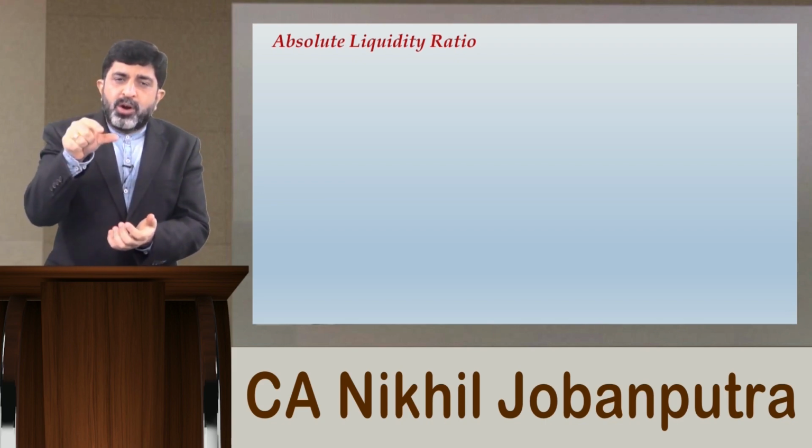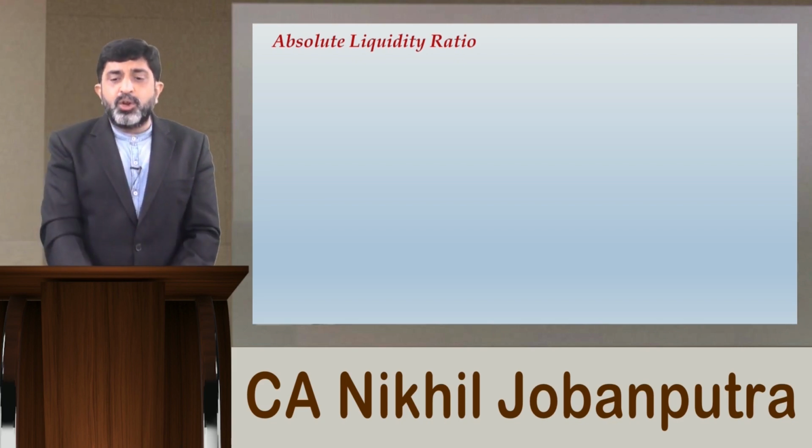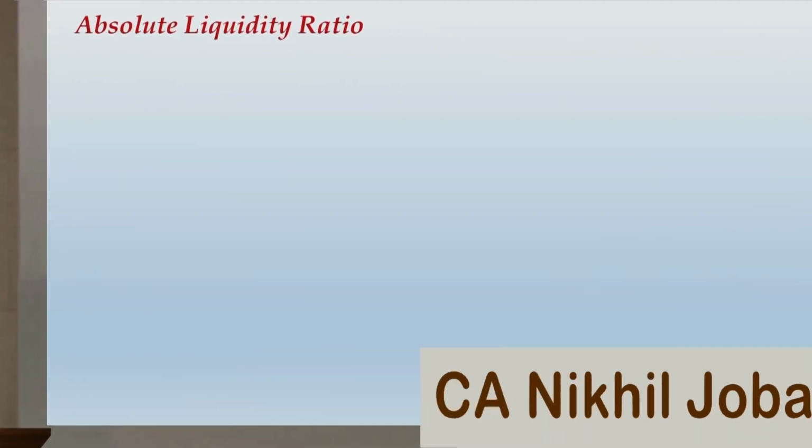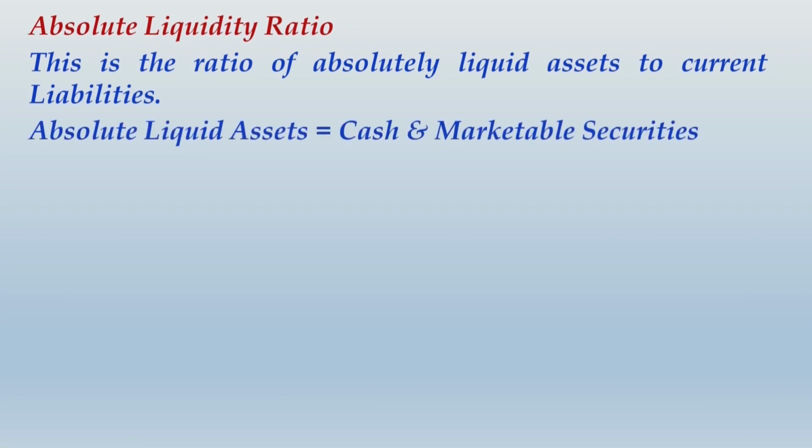So this word absolute will allow us to take only cash and cash equivalents in the numerator. Let me show you how to measure this in the given scenario and give you some important notes on the same. This is the ratio of absolutely liquid assets to current liabilities. Absolute liquid assets are cash and marketable securities. I told you that the alternate name for marketable securities you can write as cash equivalents. In this example, there is only one component available, that is cash, which is 4 lakhs.